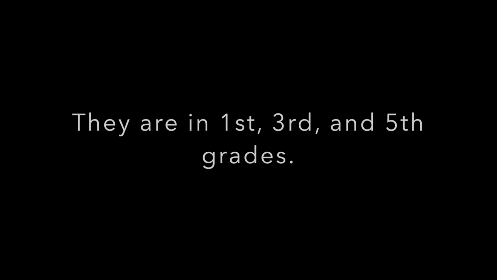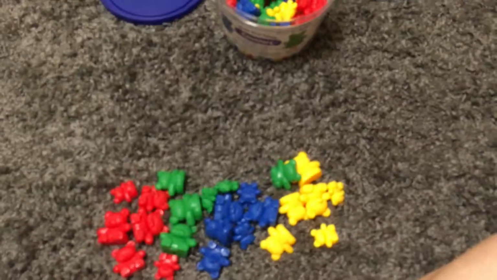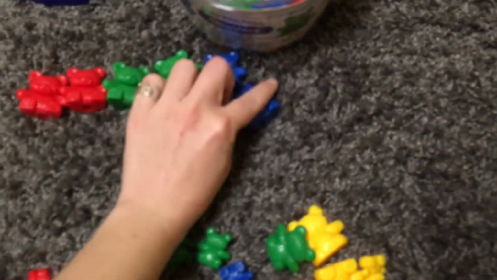In example 2, we're going to be sorting by size. There are some students waiting out in the hallway. They are in 1st, 3rd, and 5th grades. How many of each size student is in the hall? Looking at the students we have, we're going to start by pulling out all of the biggest bears. These are probably the easiest to identify for students. Not regarding any of the colors, we're just going to be pulling out the biggest ones in our group.